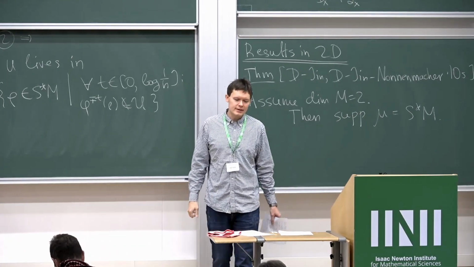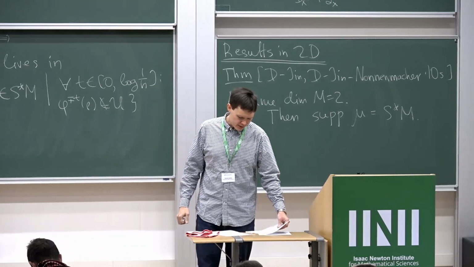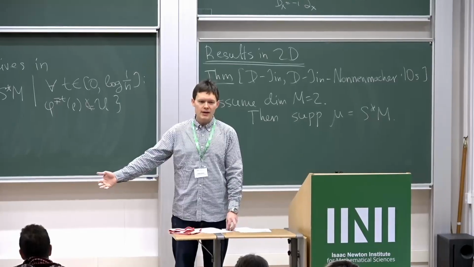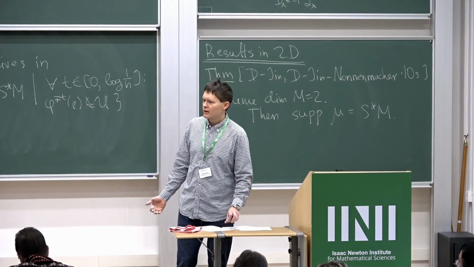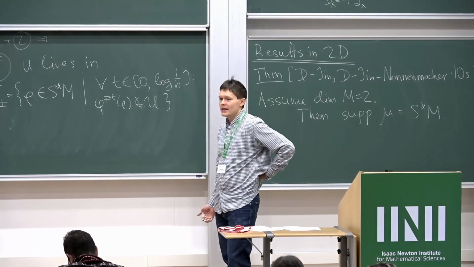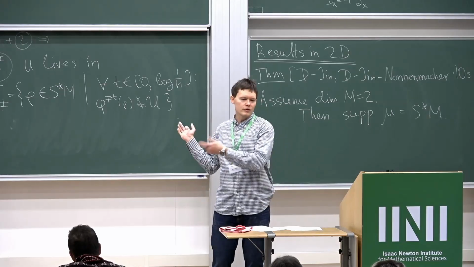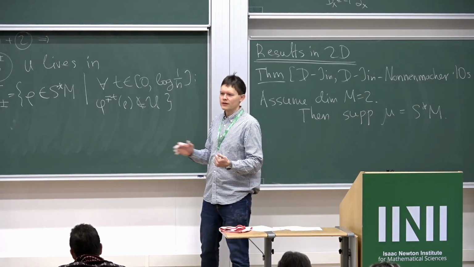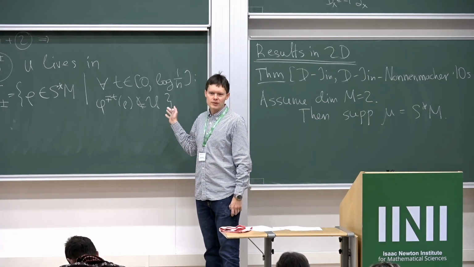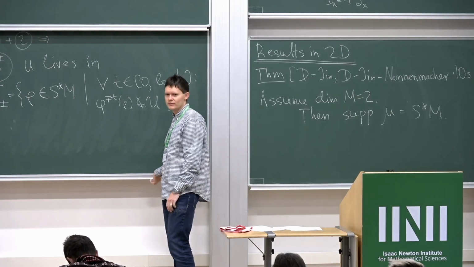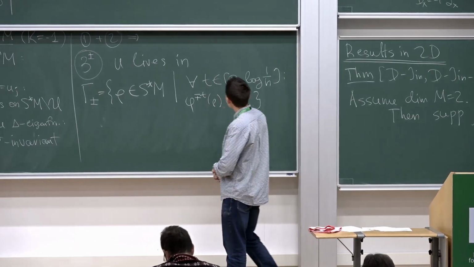So gamma plus is the set of trajectories that do not intersect the hole in future time. Gamma minus is the set of trajectories that don't intersect the hole in past time, for some amount of time. That's as far as you can make this argument work, at least as far as I know. Okay, so those are these two sets.